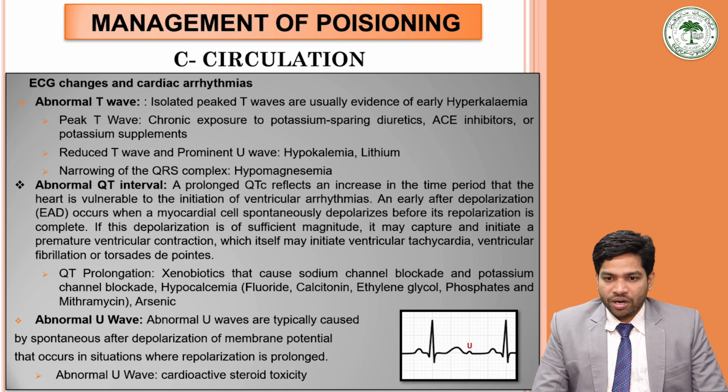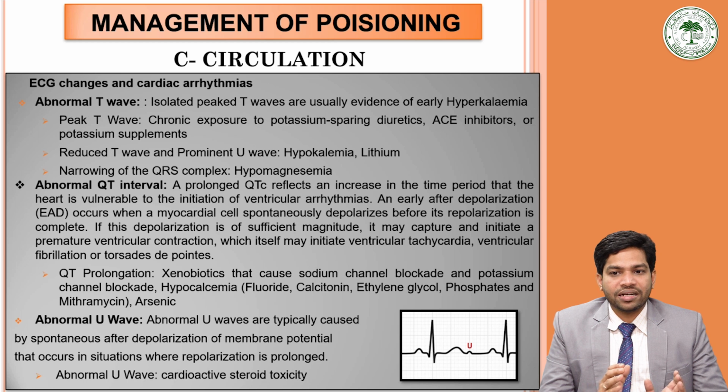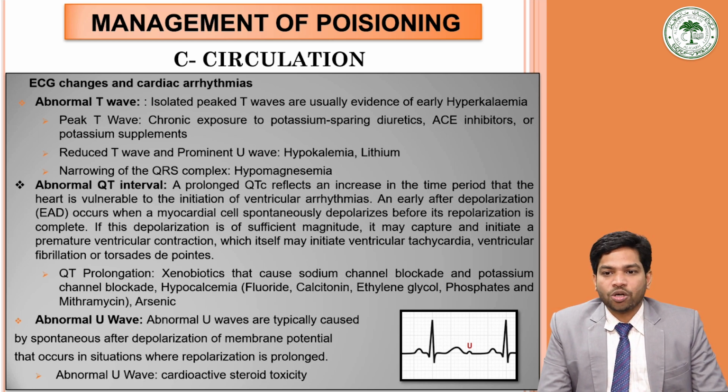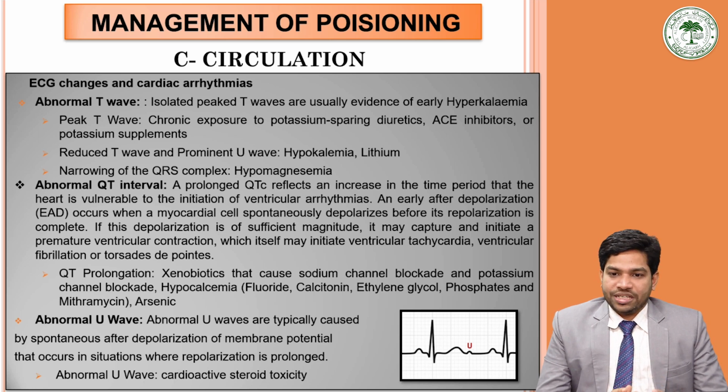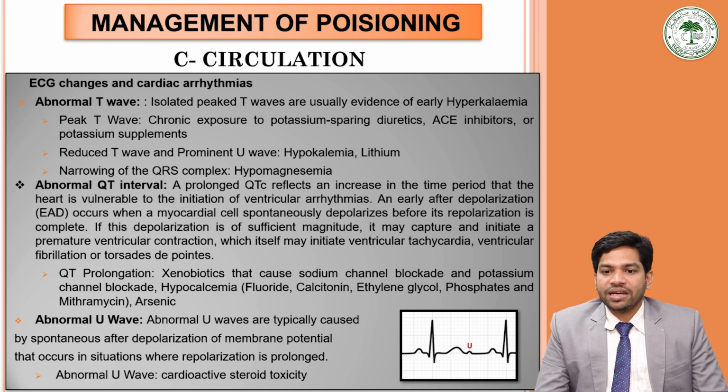Xenobiotics that cause sodium channel blockade prolong QT duration by slowing cellular depolarization during phase 0. Thus, QT duration increases because of prolongation of the QRS complex duration, and ST segment duration remains near normal. Xenobiotics that cause potassium channel blockade similarly prolong the QT, but through prolongation of the plateau and repolarization phases. This especially affects the ST segment duration. Hypocalcemia is caused by a number of xenobiotics including fluoride, calcitonin, ethylene glycol, phosphate, mithramycin. Arsenic poisoning may cause prolongation of QTc interval and torsade de pointes. So these xenobiotics that cause sodium channel blockade, potassium channel blockade and hypocalcemia, including arsenic, they all cause QT prolongation.